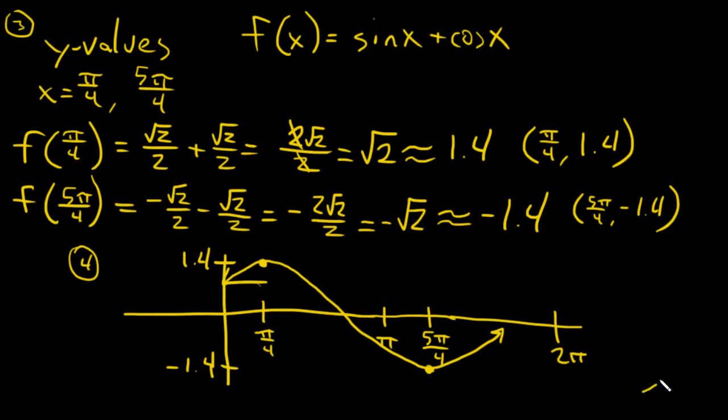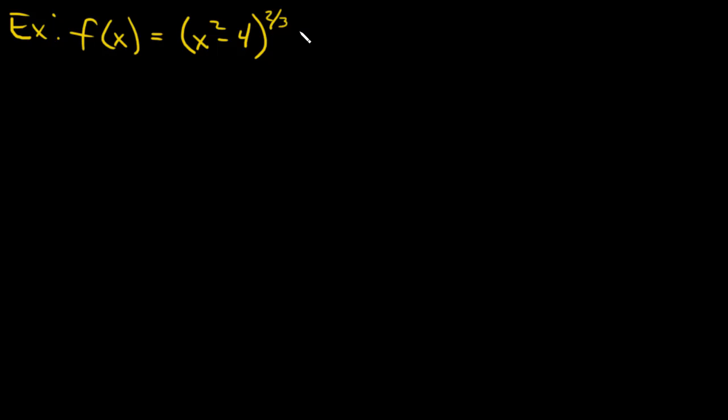So here we go. Okay, so the first example is not too bad of a function: f of x equals x squared minus 4, to the 2/3 power. So what does this look like? Well, I want to be really clear, this is the cube root of the quantity x squared minus 4, squared. That's what it really looks like if I do it out in root notation.